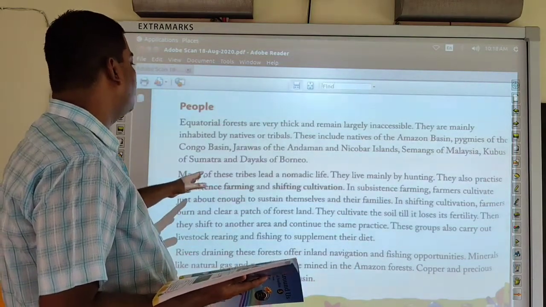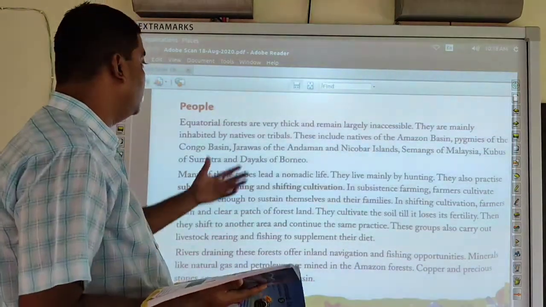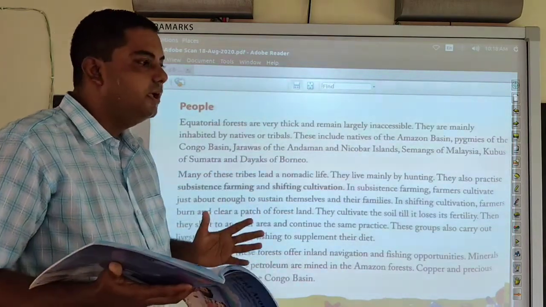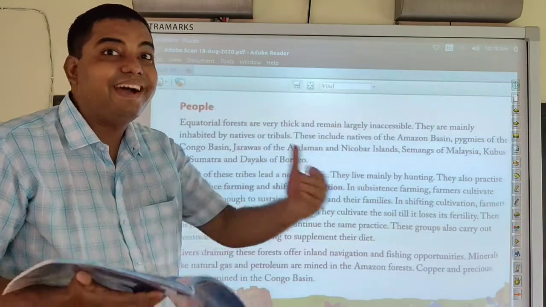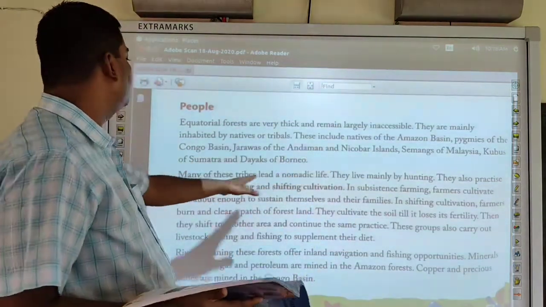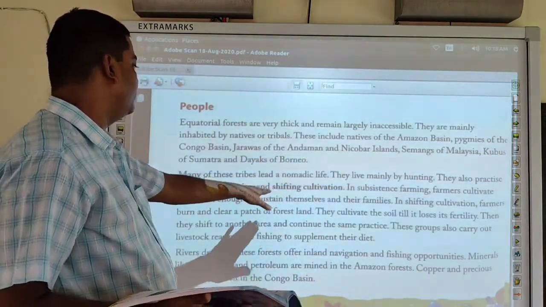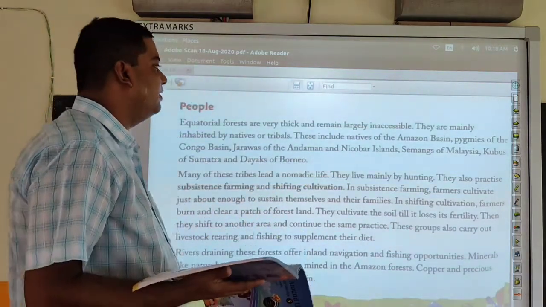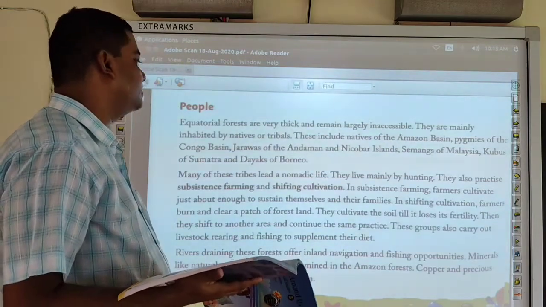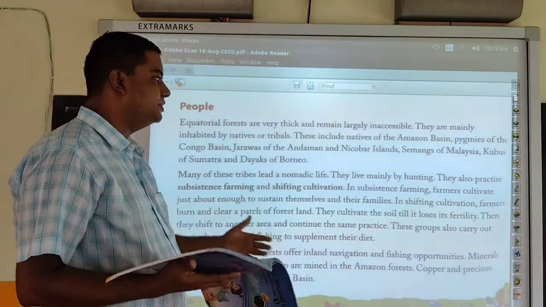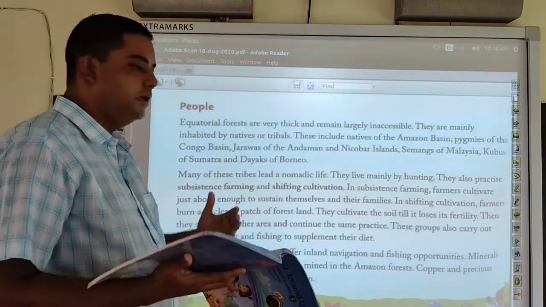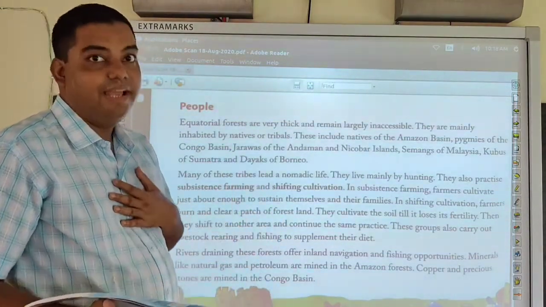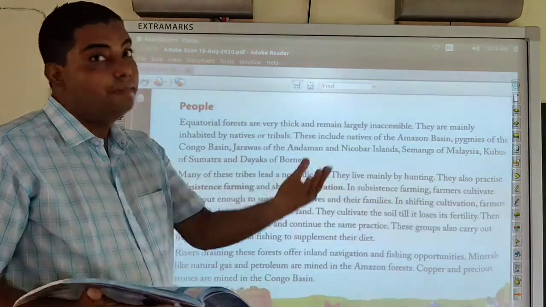So when we come to the lives of the tribal people, the native people, we see that they lead a nomadic life. Nomadic life means they are not living in one particular place forever. They are shifting, they are moving. They also practice subsistence farming and shifting cultivation. Now, what do you mean by these two terms? Let's see. In subsistence farming, farmers cultivate just above enough to sustain themselves and the family. They cultivate crops which are just a little above what they need, so that they can survive and also allow their families to survive.